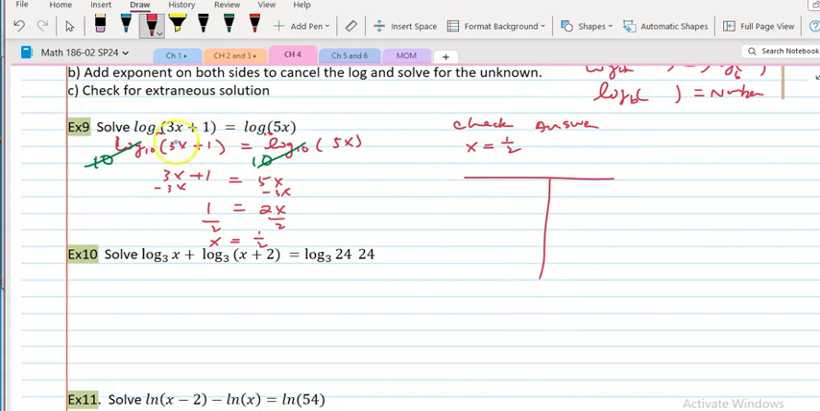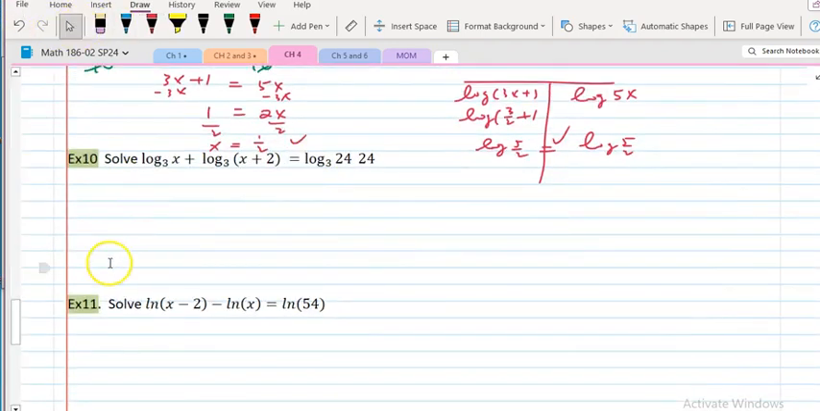So you go back to the beginning. Log base 10, 3x plus 1 on the left-hand side. This is log base 10, 5x. Putting in 1/2 here will be log of 3/2 plus 1. That is log 5/2. And this side is also log 5/2. They're the same, yes. So this is the solution. Okay.